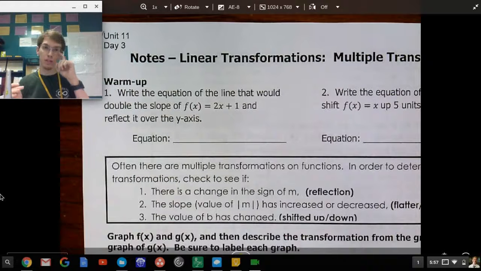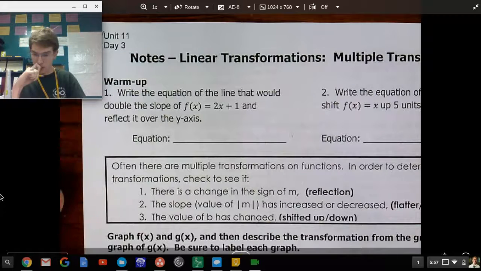The stuff that we've been dealing with for the last few days, we're going to put it all together. That's really what we're going after here today. Okay, so let's just dive into this.